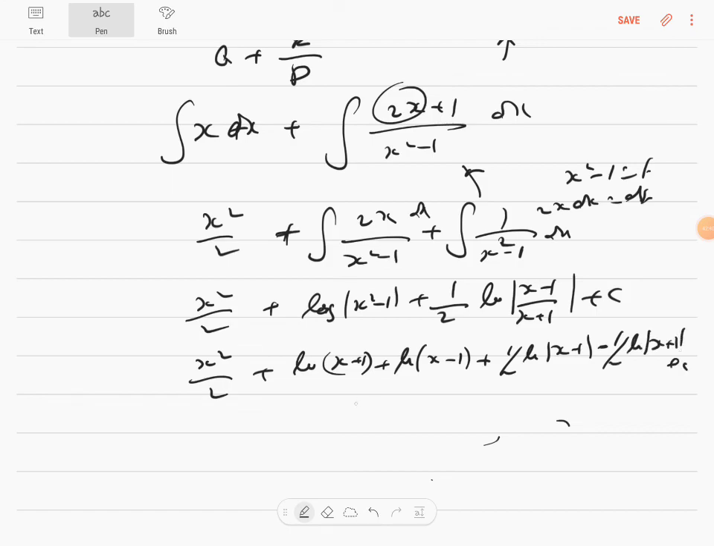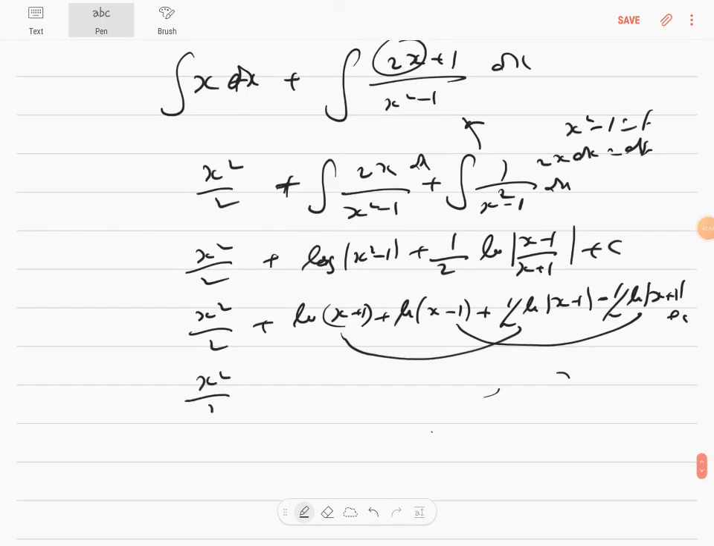So if you see this and this, it's 3 by 2. If you consolidate this and this, it's just half log of x plus 1. So you get the book answer: half log of mod of x plus 1 like terms, and plus 3 by 2 into log of mod of x minus 1 plus c.